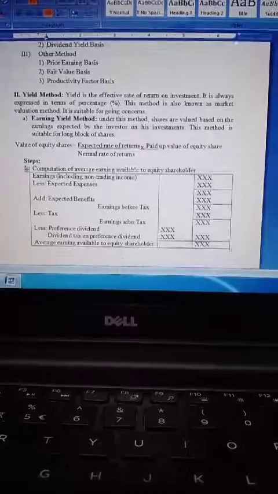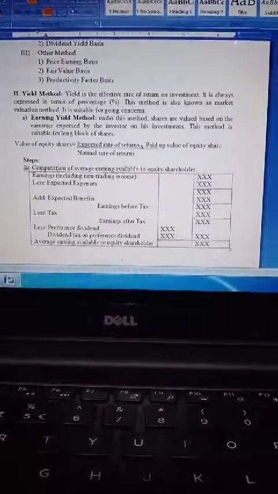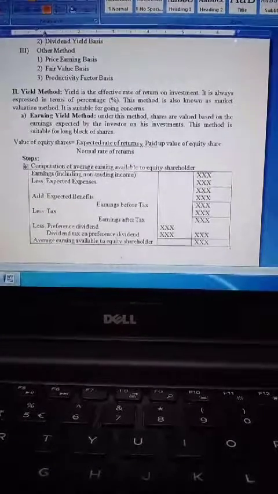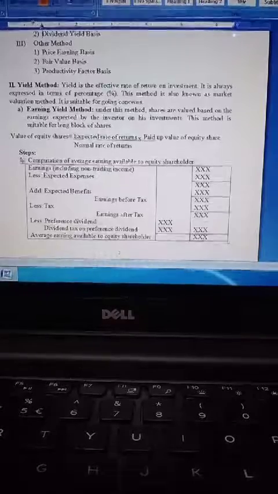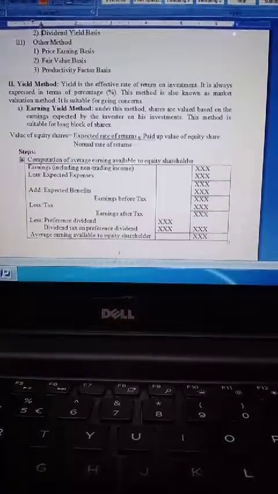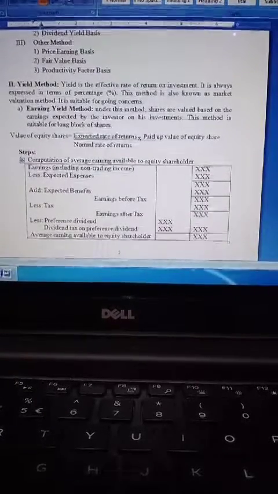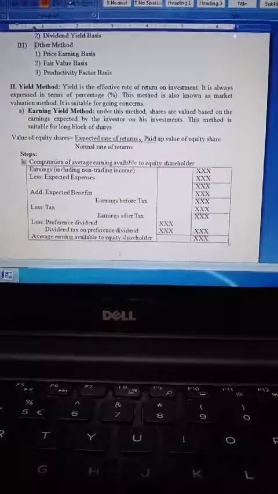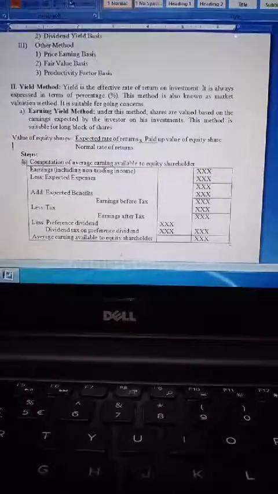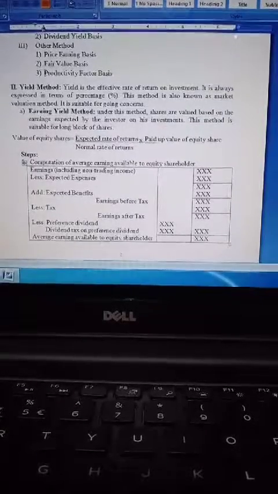Yield is the effective rate of return on investments. It is always expressed in terms of percentage, like 10, 20, 30, 50, whatever it may be. This method is also known as the market valuation method. It is suitable for going concern businesses. The yield method is classified into two methods: one is the earning yield method, another is the dividend yield method.